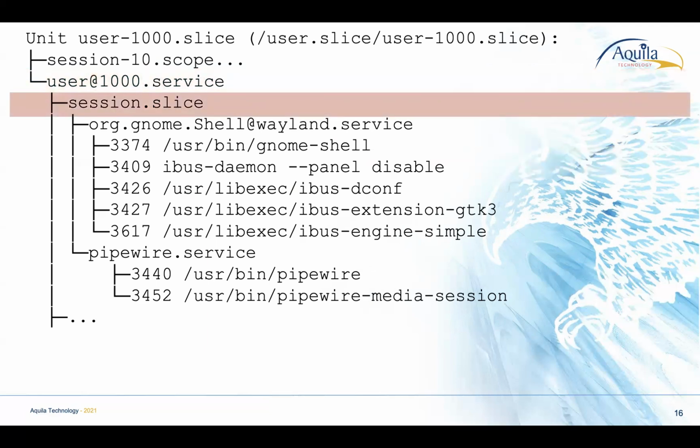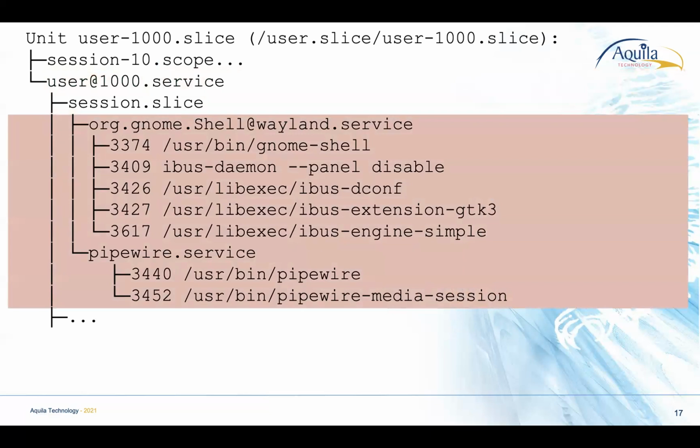So the first part of this is the session.slice, and this describes all the processes that are started as part of your GNOME session. You can see here that there's a GNOME shell service unit that is created, and it includes GNOME shell, some iBus stuff, and Pipewire, which is the sound system on Fedora 34.